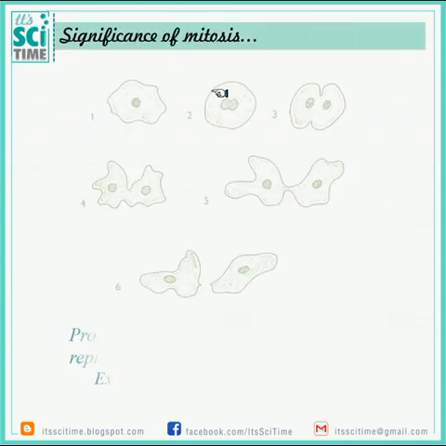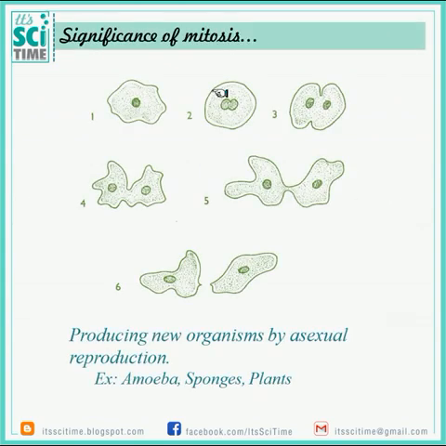And the next one: unicellular organisms don't have complex reproduction methods. Their reproduction is done by asexual reproduction. That means simply a single cell makes two similar copies. In amoeba, sponges, and even in plants, we can see asexual reproduction. Mitosis is the important division in the asexual reproduction process.